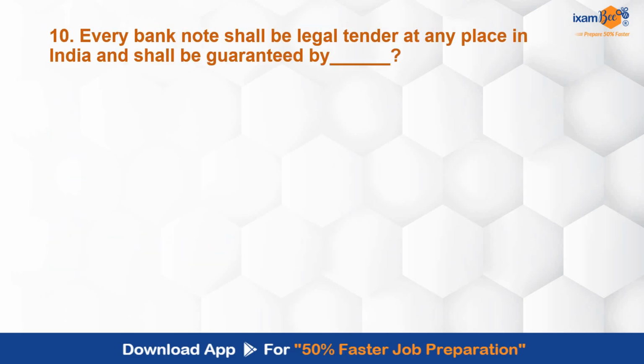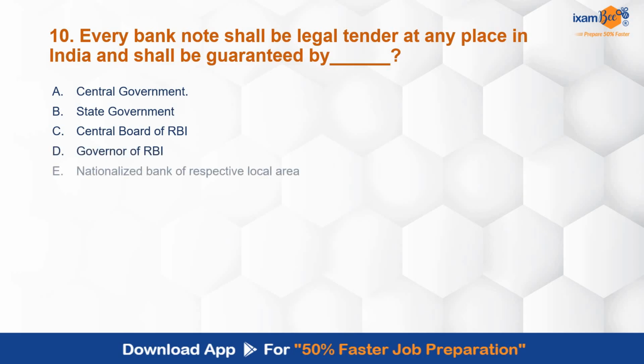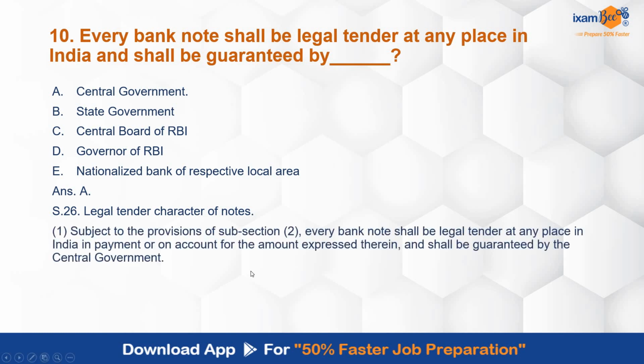Every bank note shall be legal tender at any place in India, and it shall be guaranteed by: central government, state government, central board of RBI, governor of RBI, nationalized bank of respective local area. Correct answer is A. Central government. Legal tender character of notes. Subject to provisions of subsection 2, every bank note shall be a legal tender at any place in India in payment or on account for the amount expressed therein and shall be guaranteed by whom? By the central government. This is also an important point. ये भी आपको ध्यान में रखना है कि ये guarantee कौन देता है.